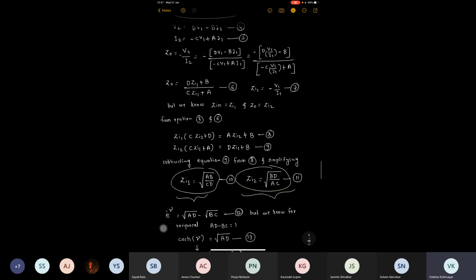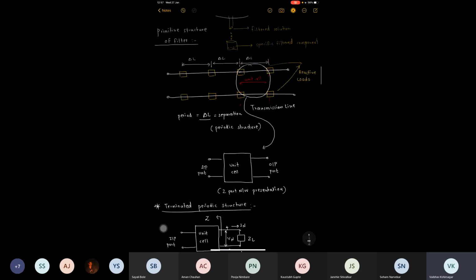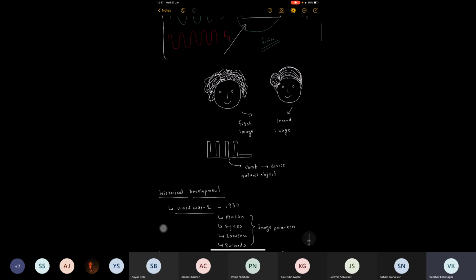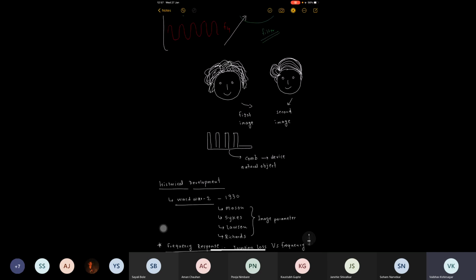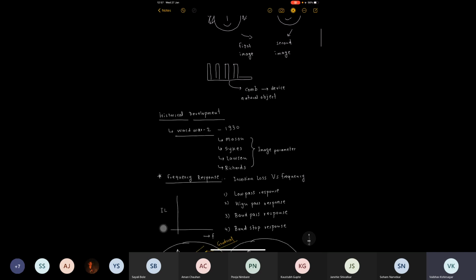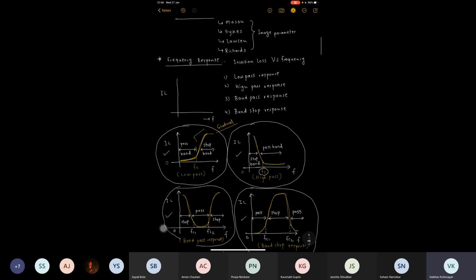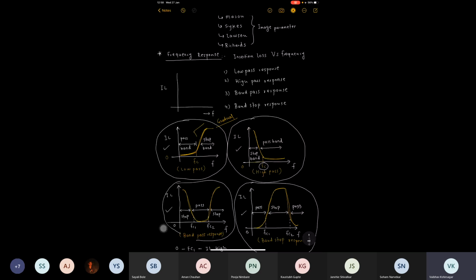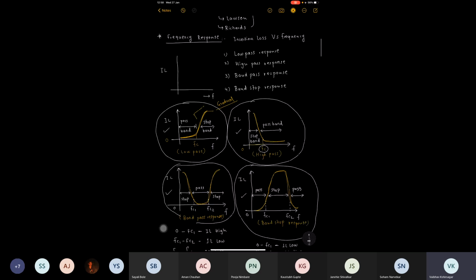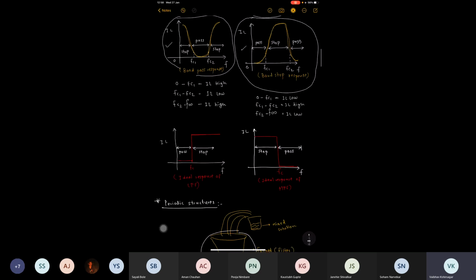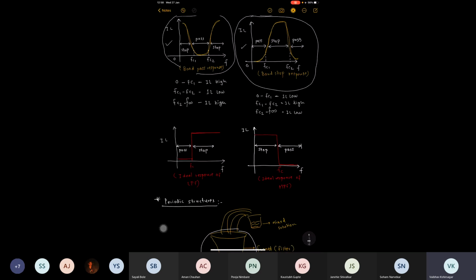Okay, so I will just revise whatever we have done so far. We started with the concept of a filter. What is a filter? We illustrated the physical concept, what the filtering process or filtering mechanism is. We went through the historical development of filters. We saw what exactly the frequency response of a filter means, the four types: low pass, high pass, band pass, and band stop. Then the ideal characteristic and the actual characteristic.